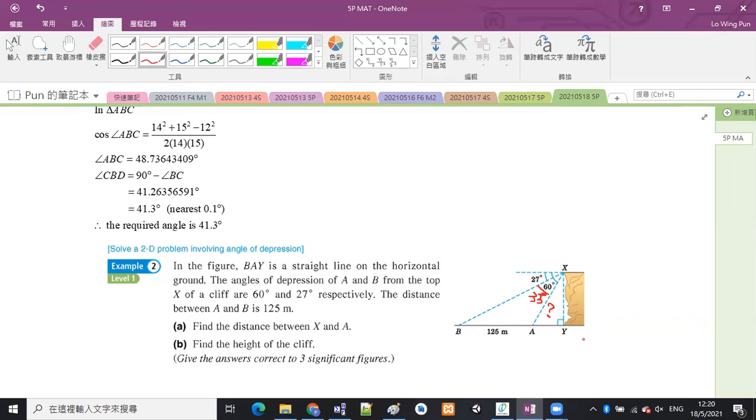If this is 27 degrees, can you tell me which angle is also equal to 27 degrees? Yes, very good. This one is equal to 27 degrees because of the alternate angles, right? So this is 27 degrees. We will write it out later, we just mark it here first. This one is 27 degrees.